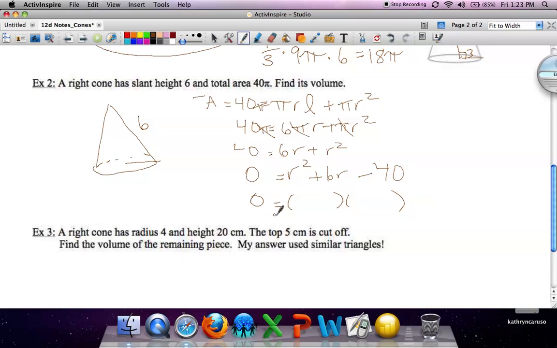So I'll do this much and see if you can finish the problem. Find r and then find the volume, which is what the problem was asking.